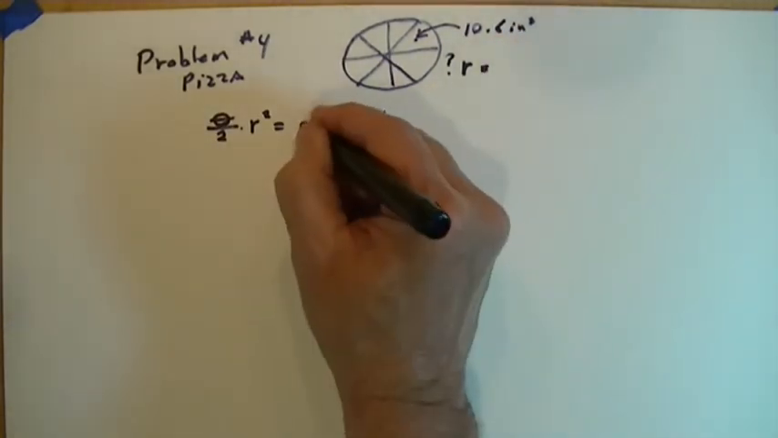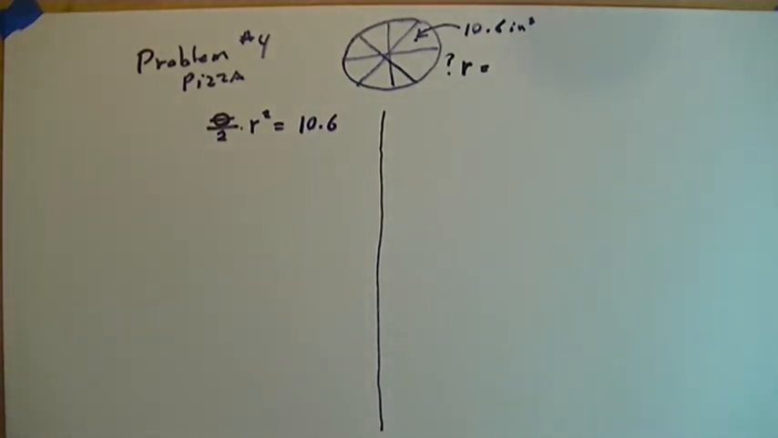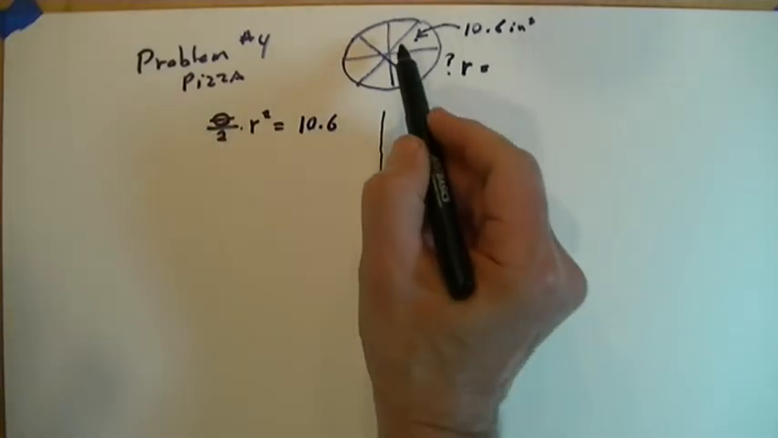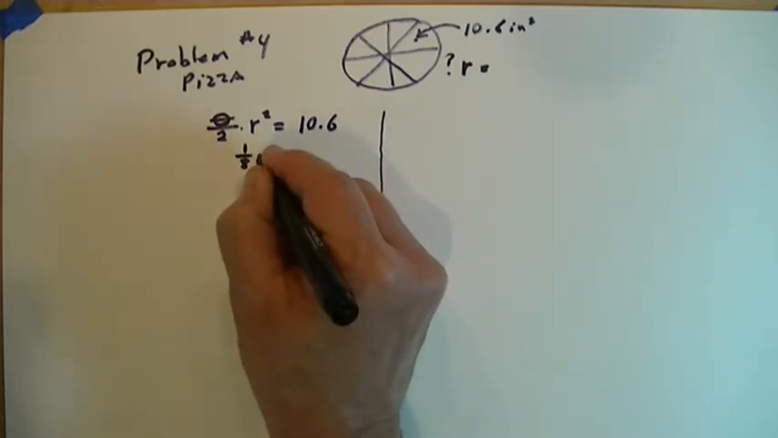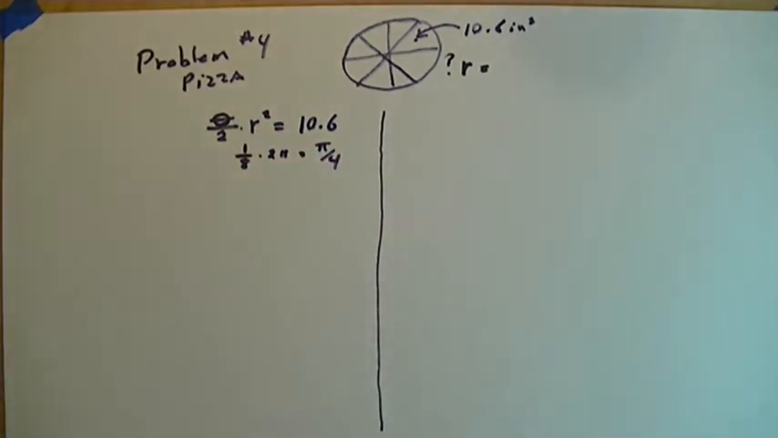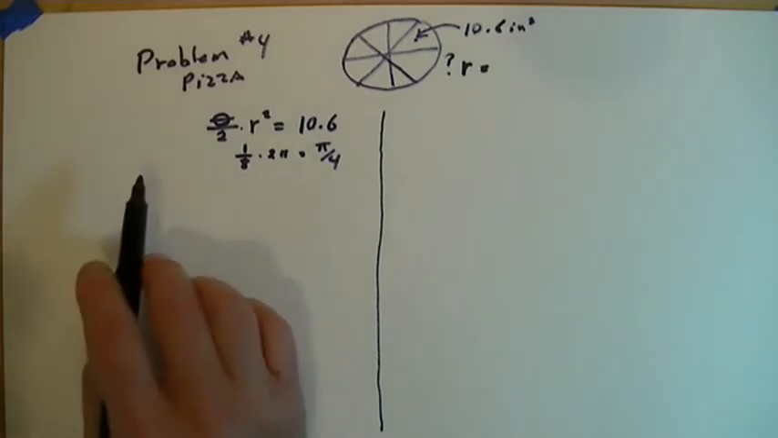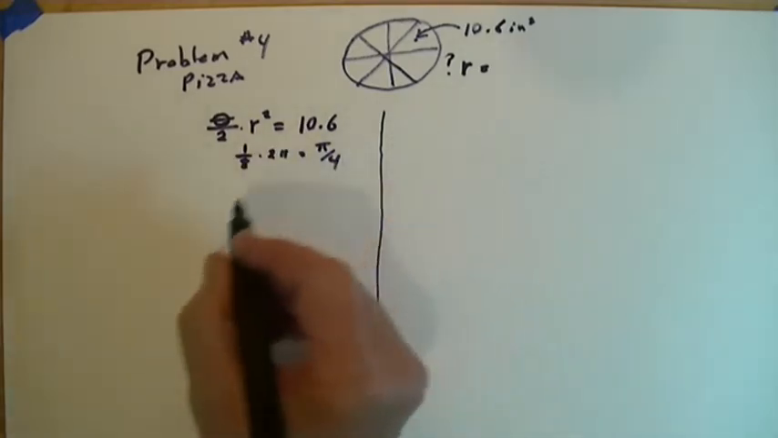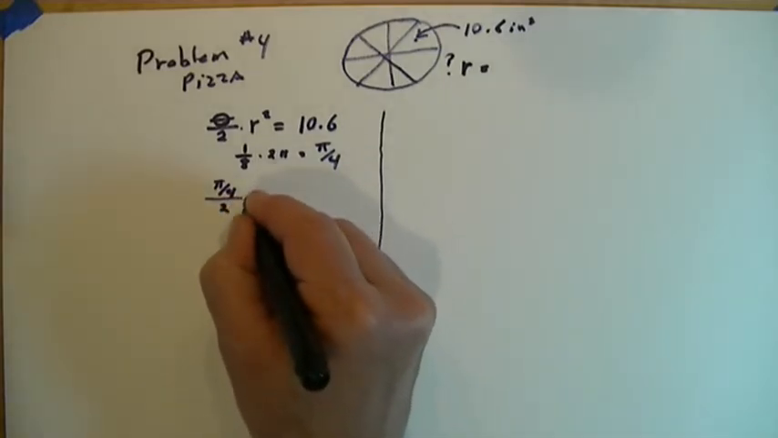In this case, 10.6. I'm not going to write the units because it's arbitrary. And here's the cool thing. We can figure out what this angle is because we know it's 1/8 of 2 pi. 1/8 of 2 pi is the same thing as 1/8 times 2 pi, and that's pi over 4. So now I know that this is pi over 4. I'm just going to take pi over 4 and divide it by 2, times r squared.